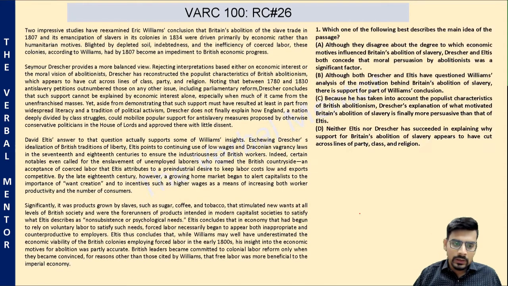Okay. Let's see. Question number 1, the main idea of the passage. Option A: although they disagree about the degree to which economic motives influenced British abolishment of slavery, Mr. D and Mr. E, Drescher and Eltis, both concede that moral persuasion was a significant factor. This is contradictory to what the passage tells us about their viewpoint. Both of them have never mentioned moral reasons as a significant factor.